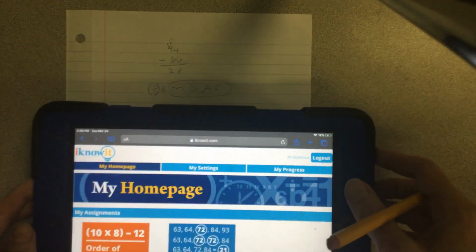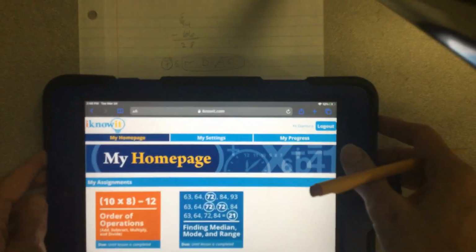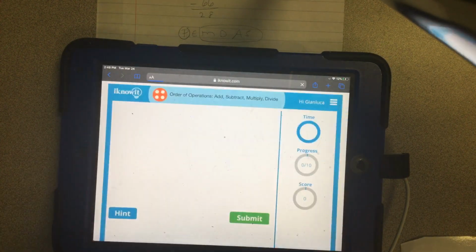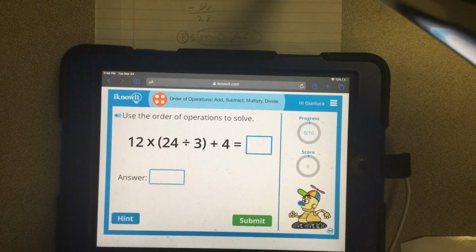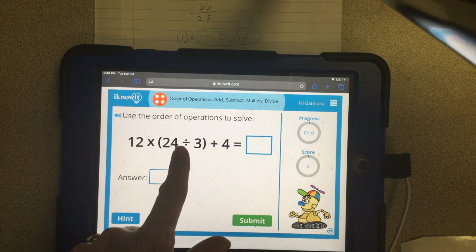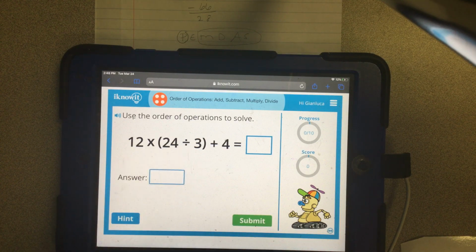So going back to the home page and thinking about your Please Excuse My Dear Aunt Sally, I'm going to show you what I'm talking about. I'm going to touch on the order of operations, and this one gives you a parenthesis right off the bat. So that means that we're going to solve that first.